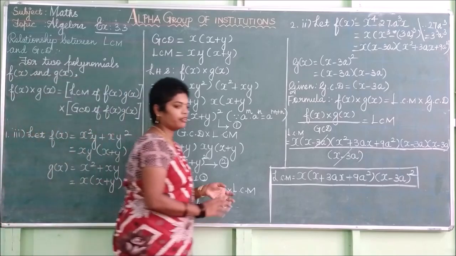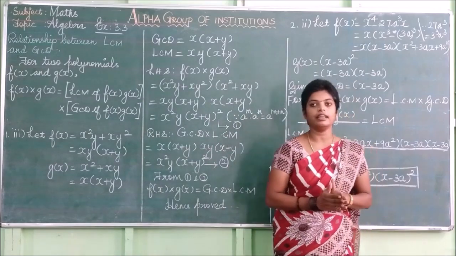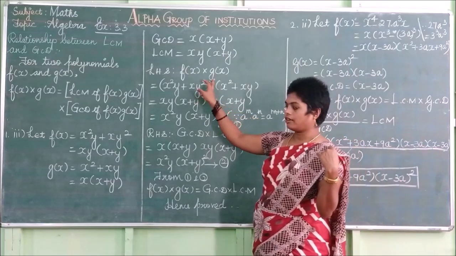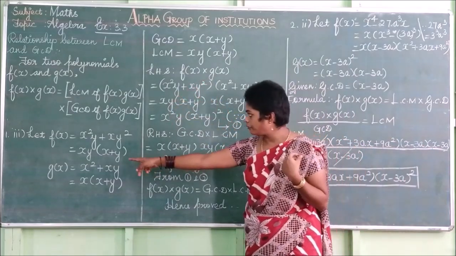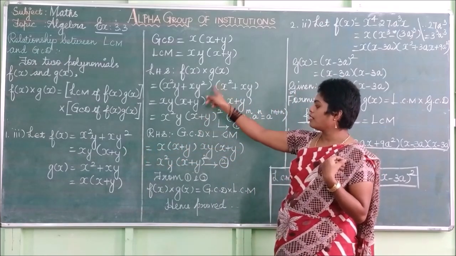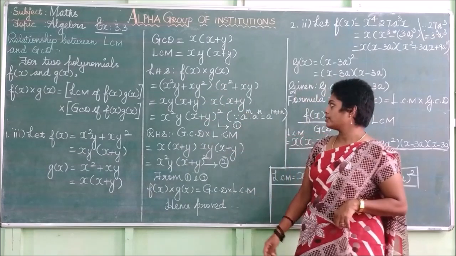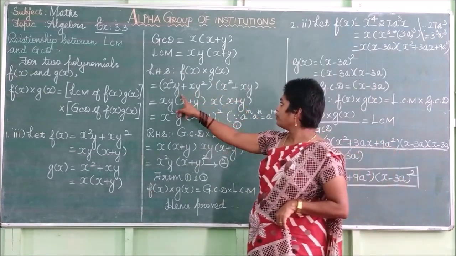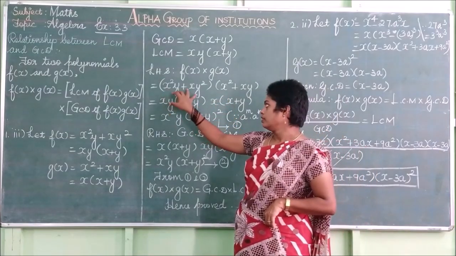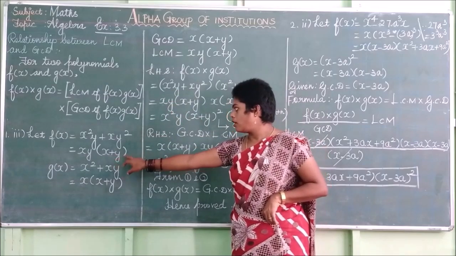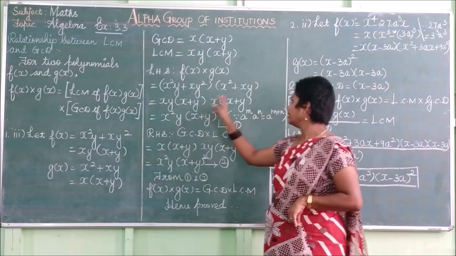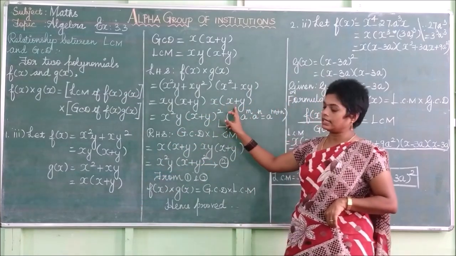Then listen here. First of all, how to find the left hand side, f of x into g of x. Take f of x into g of x. What is our f of x? Our f of x is x squared y plus x y squared into g of x, which is x squared plus x y. From these two terms, first consider this term. From this term, you can take x y common. The other term is x plus y. For the second term, you take x as common. Other term is x plus y. Both terms contain x plus y.